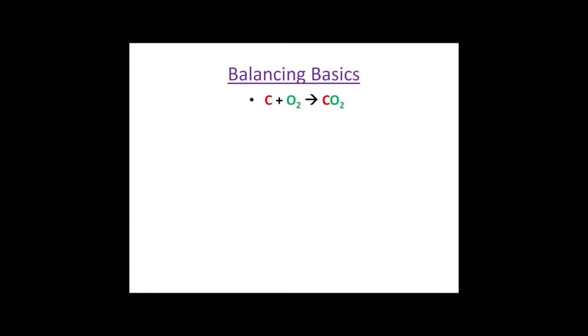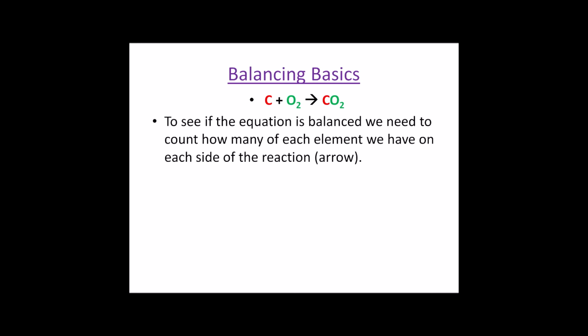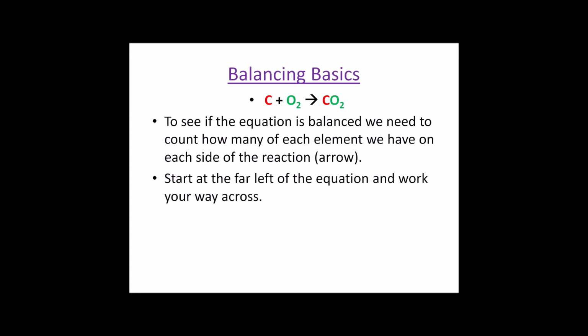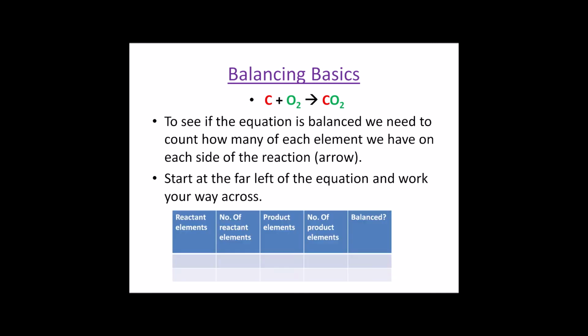Another example, going back to the start, one of the ones we looked at at the beginning. So we've got carbon plus oxygen makes carbon dioxide. To see if the equation is balanced, we need to count how many of each element we have on each side of that arrow. My recommendation is you start on the far left of the equation and work your way across, just because that's a logical, ordered way to do it.